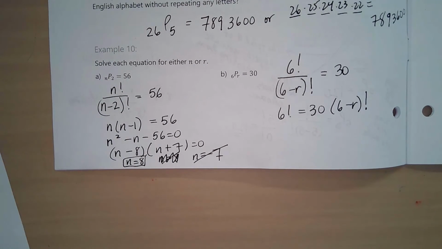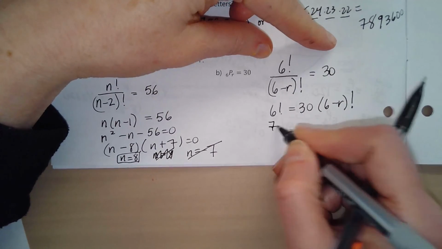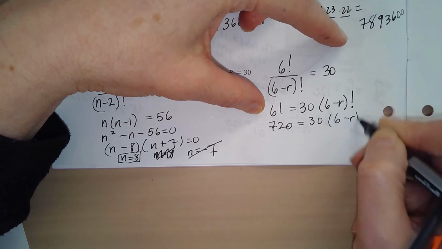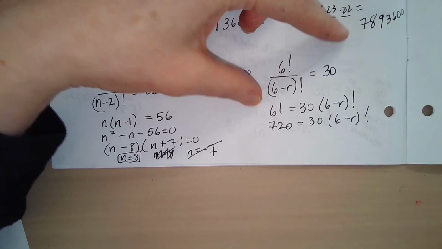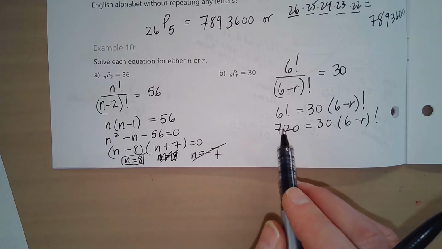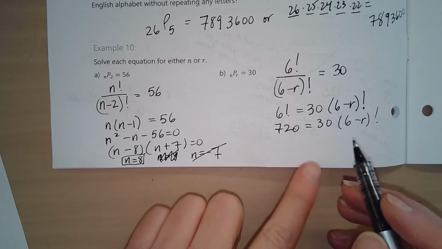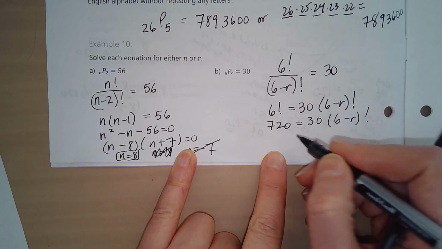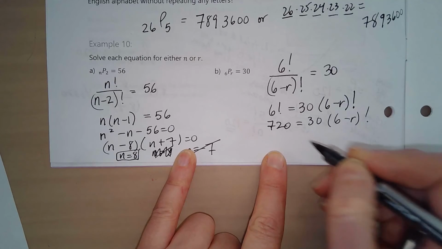We probably should change the 6 factorial to a number, right? What is the number? What is 6 factorial? What's 5 factorial? 120. What's 120 times 6? 720, right? So I have 720 equals 30 times 6 minus r factorial. If you just have a numerical factorial, you can always get a number, right? So then 720 divided by 30 is 24, right?